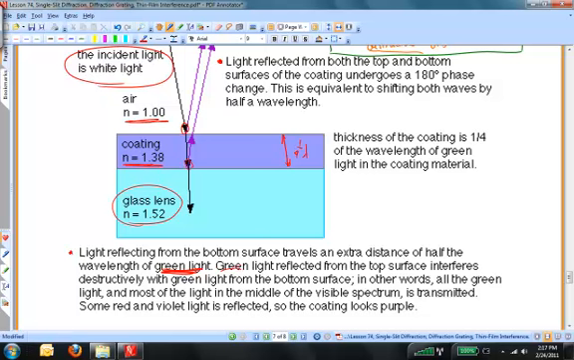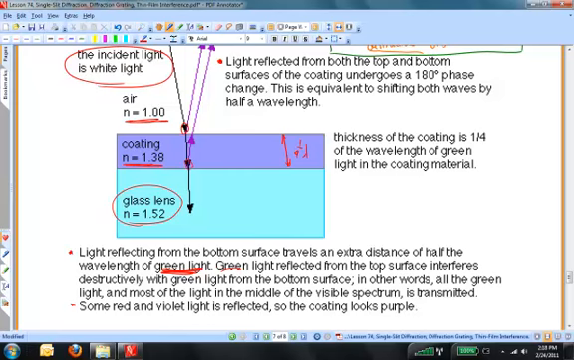The green light reflected from the top surface interferes destructively with green light from the bottom surface. In other words, all the green light and most of the light in the middle of the visible spectrum is transmitted. So some red and violet light is reflected and the coating looks purple. So if you look at many very fine cameras, you'll see that there is this kind of purplish hue to the lens, and that's because it's been coated with this anti-reflective coating.